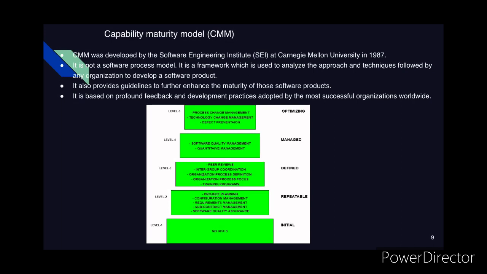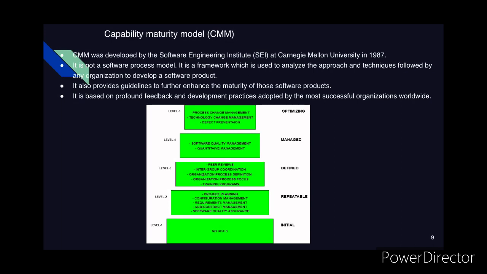It measures the technical techniques that are used. It measures the work done by the developer, etc. The last level is level 5, that is optimizing level.